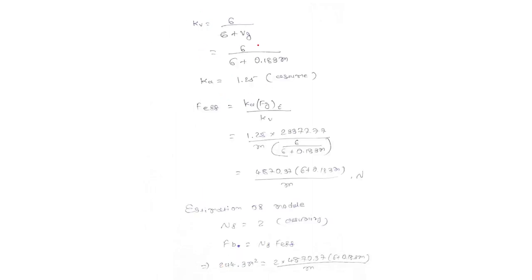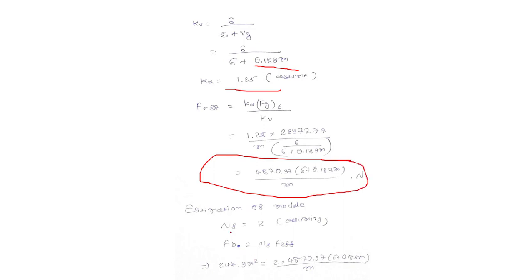Now Kv is given: Kv is 6 upon 6 plus Vg. We have the value of Vg, which is 0.183 into module. We are assuming Ka is 1.25. Now putting all values in F effective, which is Ka Fgt upon Kv, we get the F effective in terms of module.